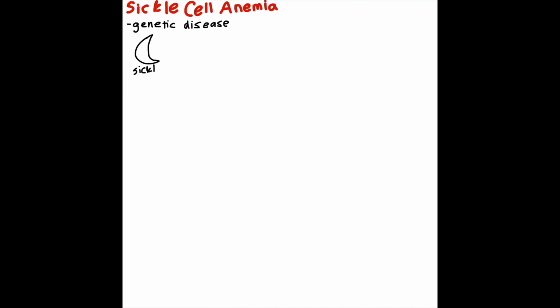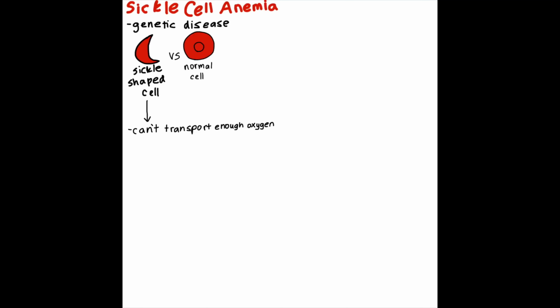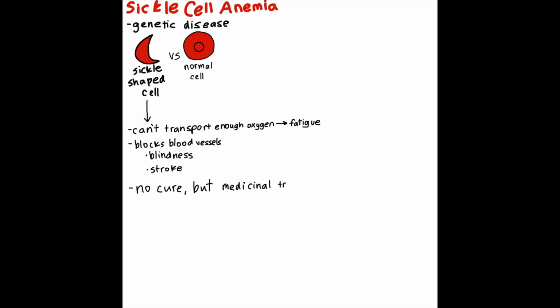Sickle cell anemia is a genetic disease that causes red blood cells to be sickle-shaped instead of disc-shaped like they should be. Because the cells are sickle-shaped, they can't transport enough oxygen and also often break down, blocking blood vessels. Because the cells can't transport enough oxygen, the person is often very tired and listless. The blocked blood vessels are small, so usually they are those in the eyes and brain, which can lead to blindness and stroke, which I will discuss later. There is no cure for sickle cell anemia yet, but there are treatments including medicine to increase the amount of blood cells.